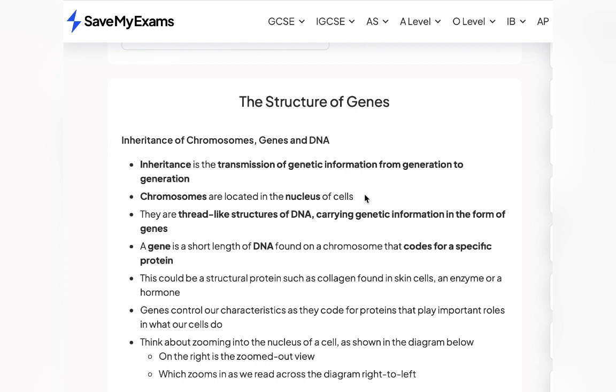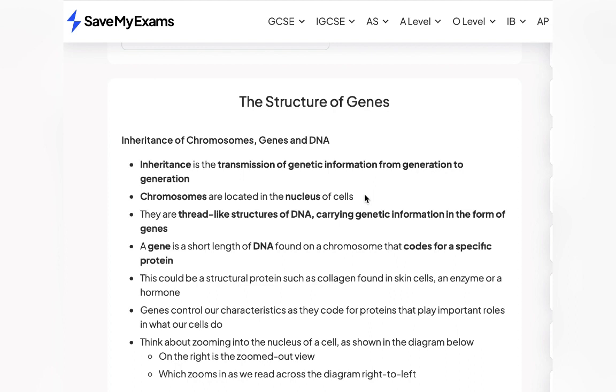So a gene is a short length of DNA found on the chromosome that codes for a specific protein. Every specific gene codes for a specific protein. This could be structural proteins such as the collagen found in skin cells, and also enzymes. We also talk about hormones. Proteins make hormones, enzymes, and antibodies. Proteins are very, very specific, and they're who we are. So protein is very important. It codes our DNA.